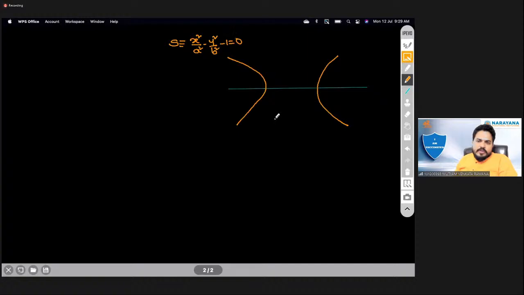minus 1 is equal to 0. So any point on this one, x1, y1, clearly x1 square by a square minus y1 square by b square minus 1 is equal to 0. So that means here S11 is equal to 0.